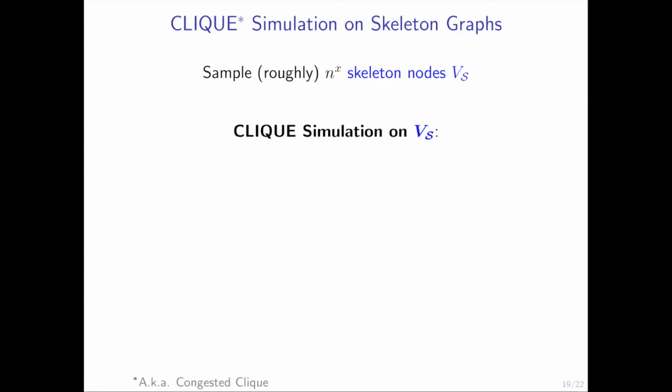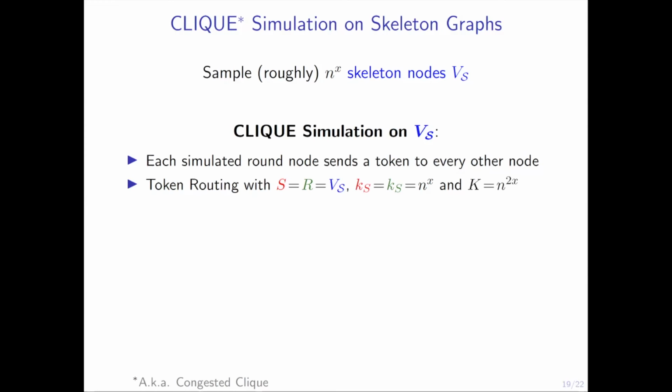Another nice application of token routing is that we can simulate the CLIQUE model on a small skeleton graph. Assume that we sample roughly n to the x skeleton nodes. Then we can simulate CLIQUE on these skeleton nodes, where each node needs to send a token to every other node, by just running token routing with the following parameters. Plugging this into our formula for solving the token routing problem, we get that we can simulate one round of the CLIQUE model on the skeleton nodes in roughly n to the 2x minus 1 plus n to the x over 2 rounds.